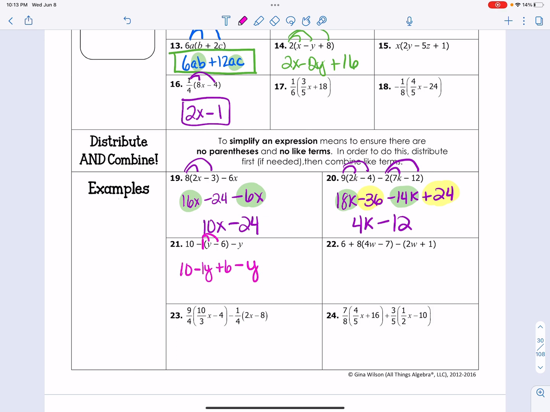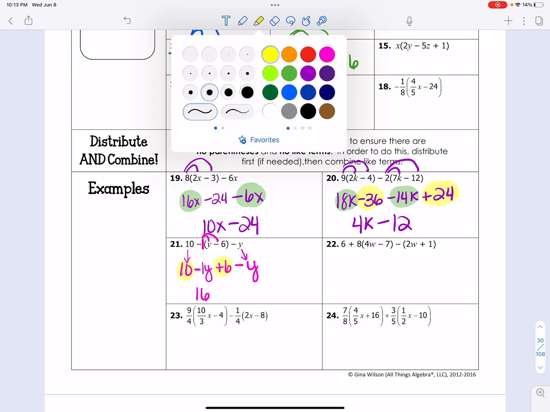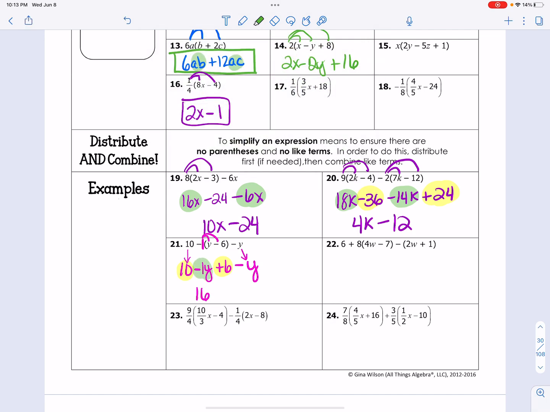And then you're bringing down the 10 and you're bringing down the negative y. So again, I'm going to highlight my like terms. 10 and 6 are both numbers. So that's 16. And then this is the one they always miss every year. Negative 1. And if I need to, I'm going to sneak a 1 in front of here. You owe me $1 and you owe me $1, so you owe me $2. So this is my answer.